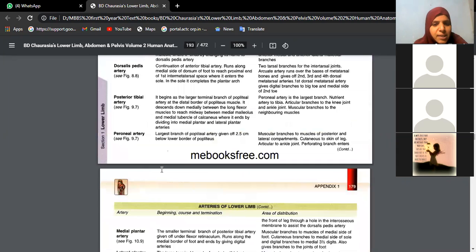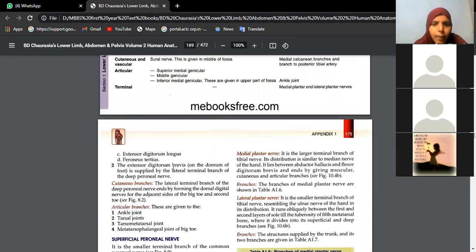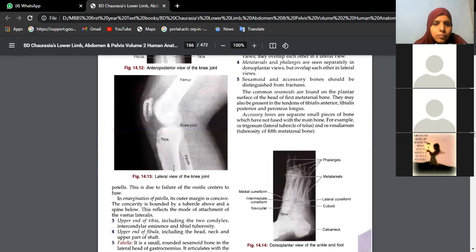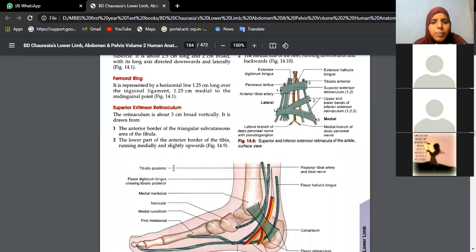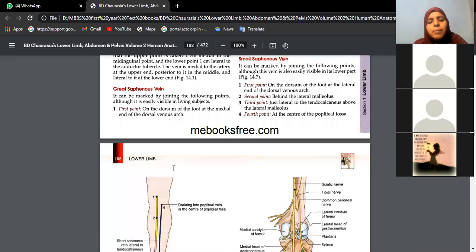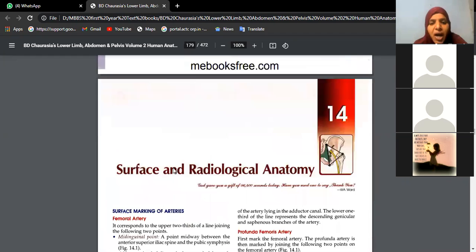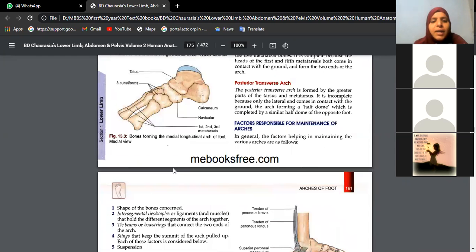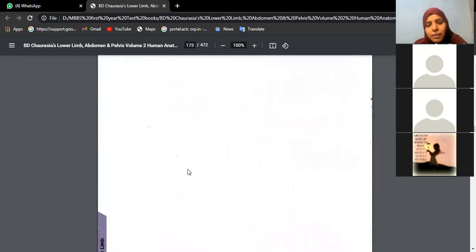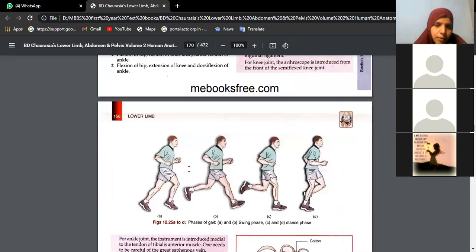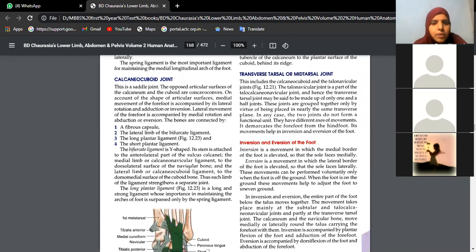Does anybody remember the extent of the tibial collateral ligament? It runs from the medial epicondyle of the femur till the upper end of the shaft of the tibia. It has a superficial part and a deep part. Recently we have discussed. Okay, I'll show you that picture.